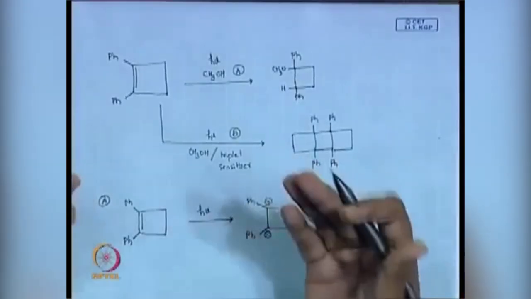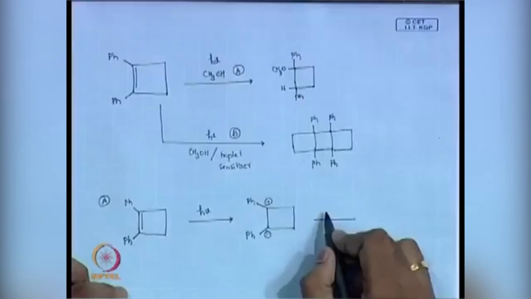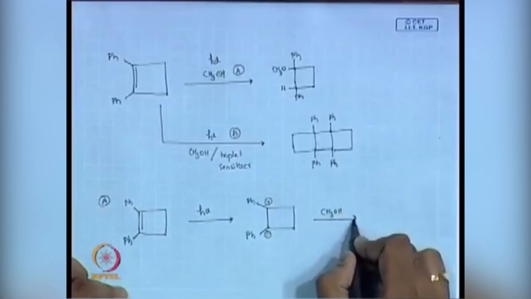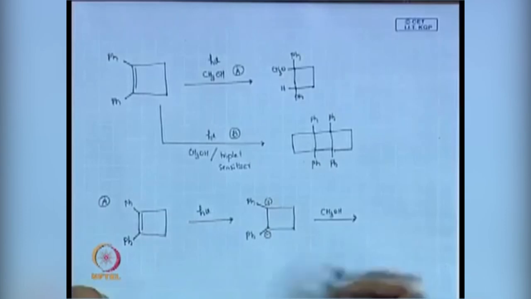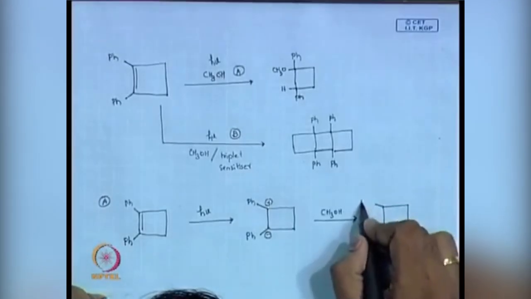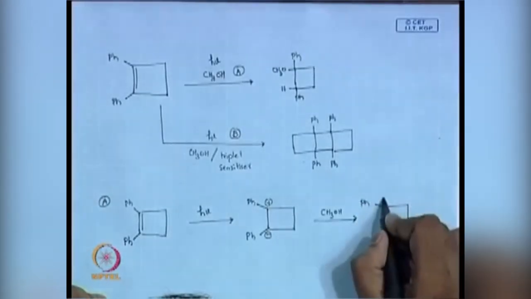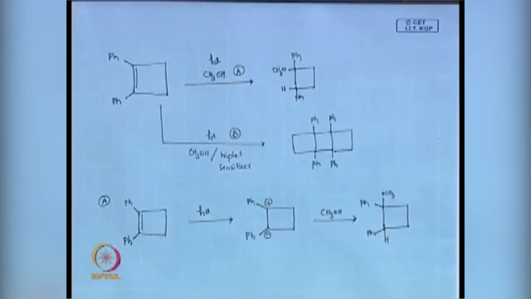Since in other cases there was no solvent to react with your singlet excited state, that is why it is finding its counterpart to dimerize. But in this case, since methanol is there, you know methanol can react nicely, giving you OCH3 and phenyl hydrogen. Right, you get a nice product then.